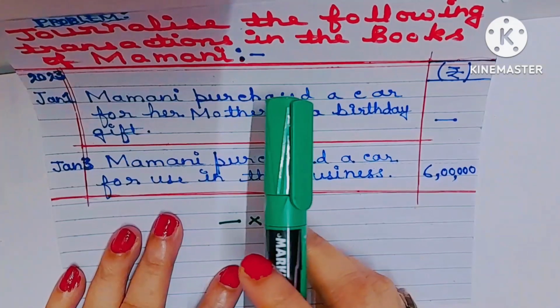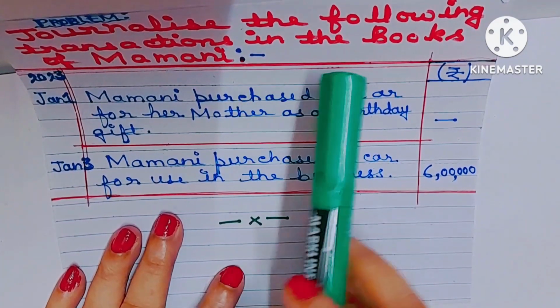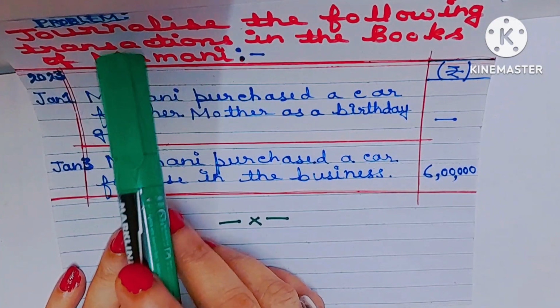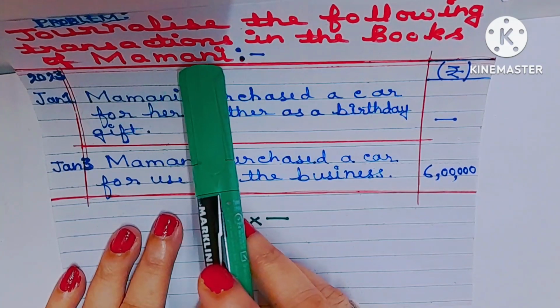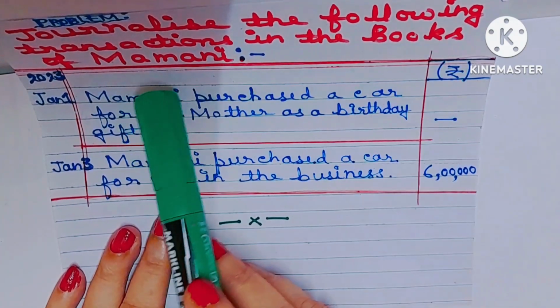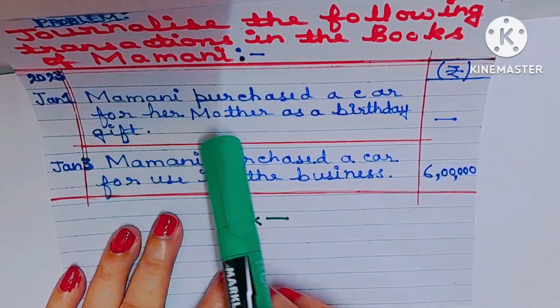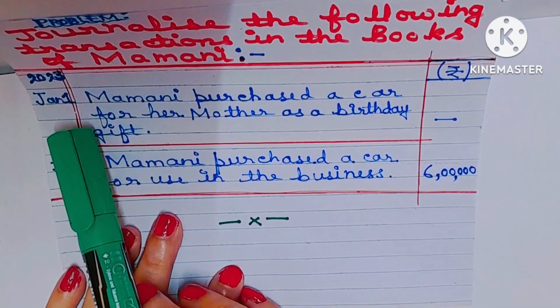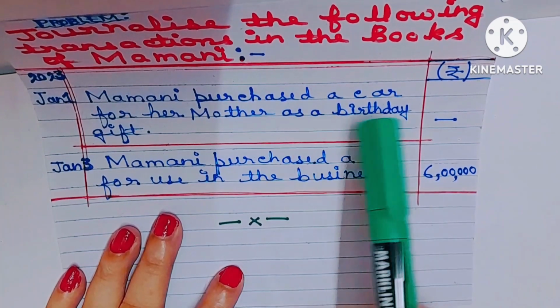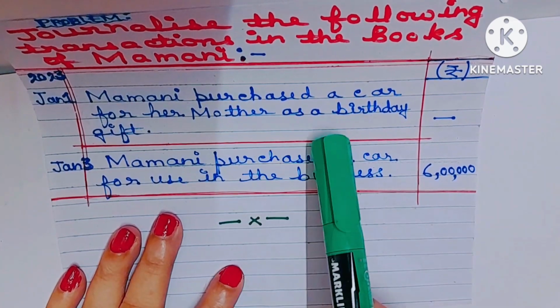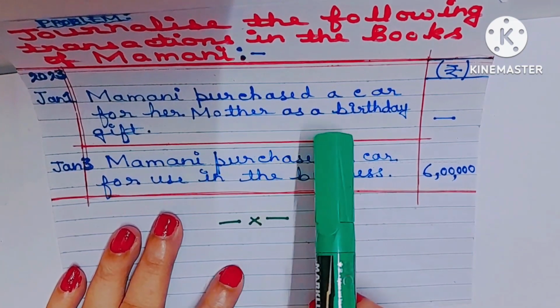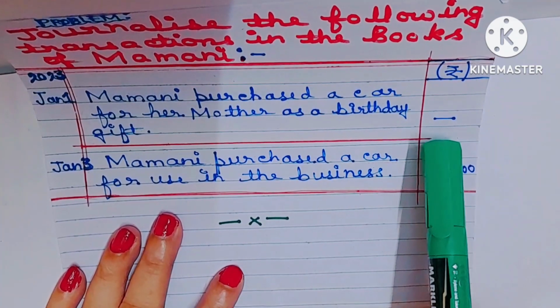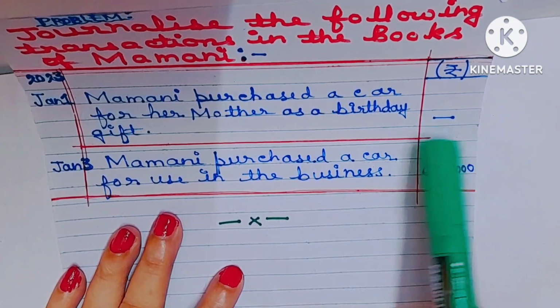Okay, now let's go through the problem. This is the problem. Journalize the following transactions in the books of Mamoni. Here are 2 transactions. 2023, 1st January, Mamoni purchased a car for her mother as a birthday gift. This is the first transaction. See, there is no money value attached.